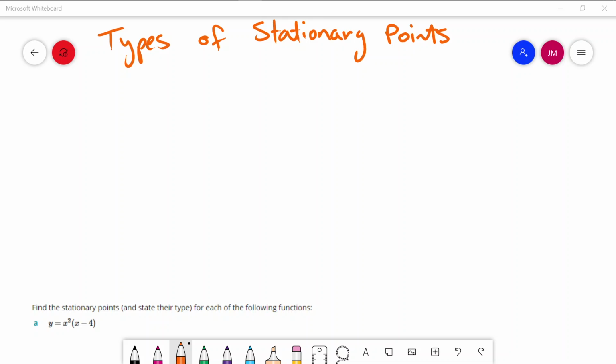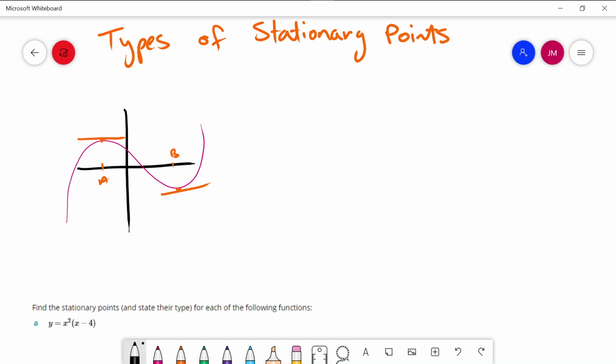This lesson we're going to be looking at the different types of stationary points. So if we just look at a visual of any function, let's get a nice one like this, we can see that this point here would have a tangent that has a gradient of 0, as would this point here. So let's just call that A and B.